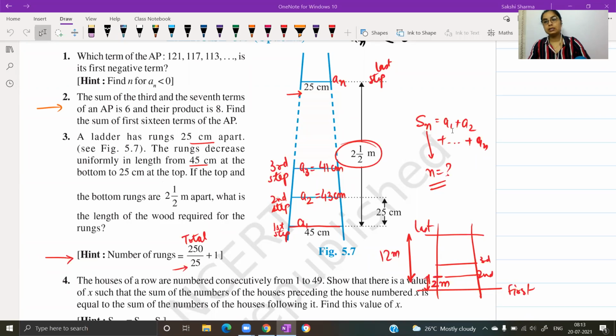In order to obtain the number of steps of the ladder, we are given the distance between the first and the last step. It is 2.5 meters. The distance between two consecutive steps is 25 centimeters. Two steps are 25 centimeters apart. If you had to find out how many steps are there in all, this is the formula we will use. The distance between the first and the last step divided by the distance between two consecutive steps plus 1.